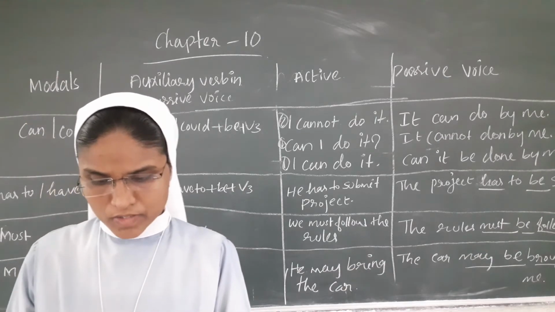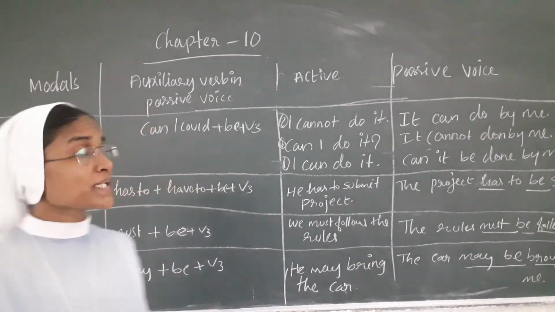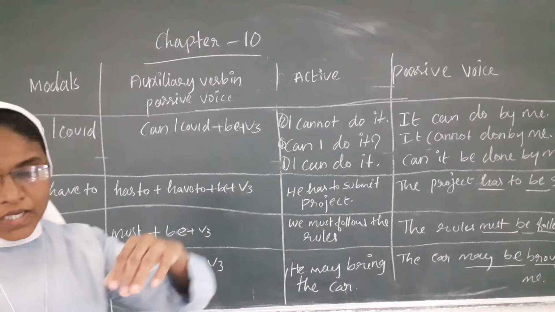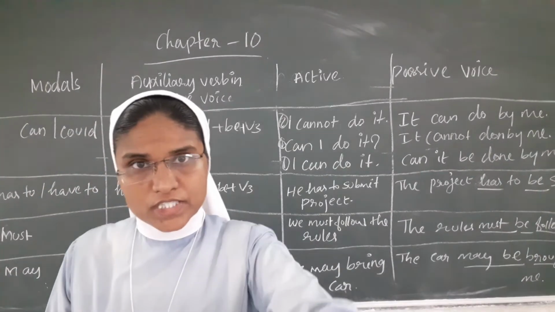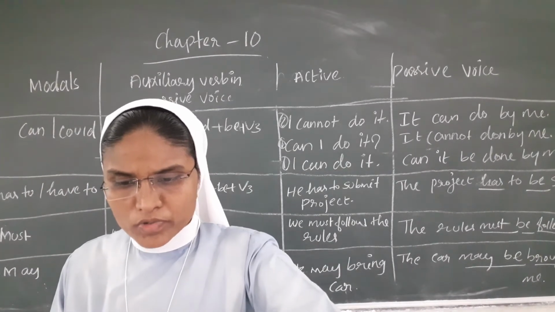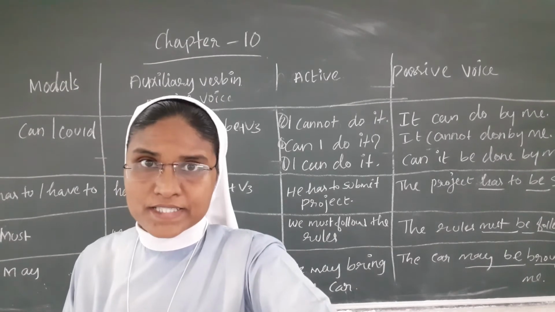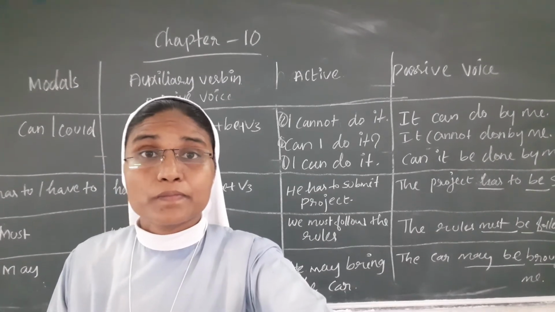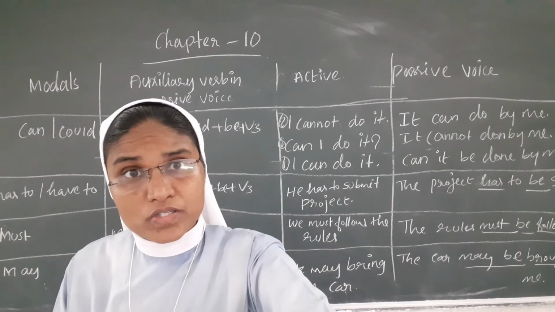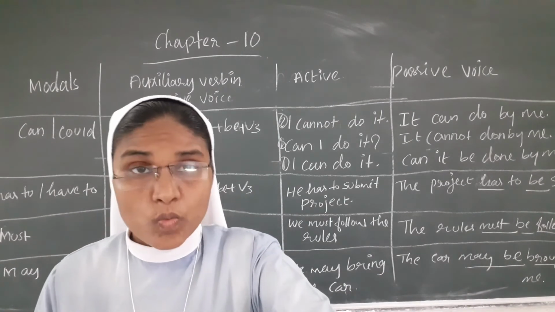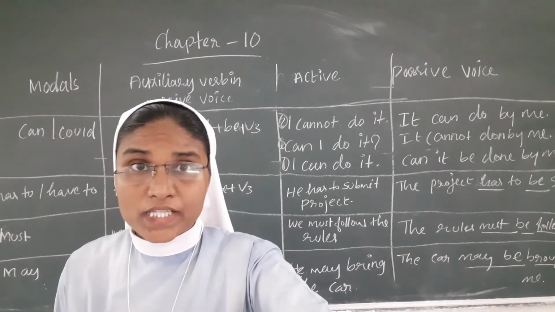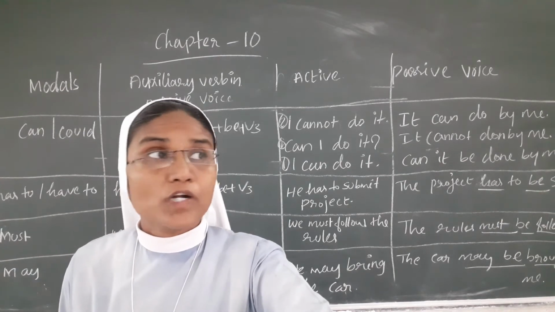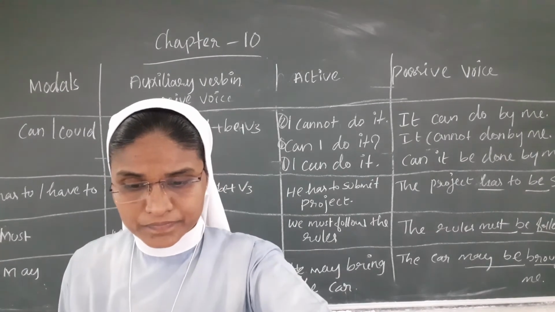Page number 81, you see. One more point I want to tell you. Page number 81, there is a note. There is no passive form of the following tenses. The passive form is not there in these sentences. What are the tenses? In these tenses, there will not be the passive form.